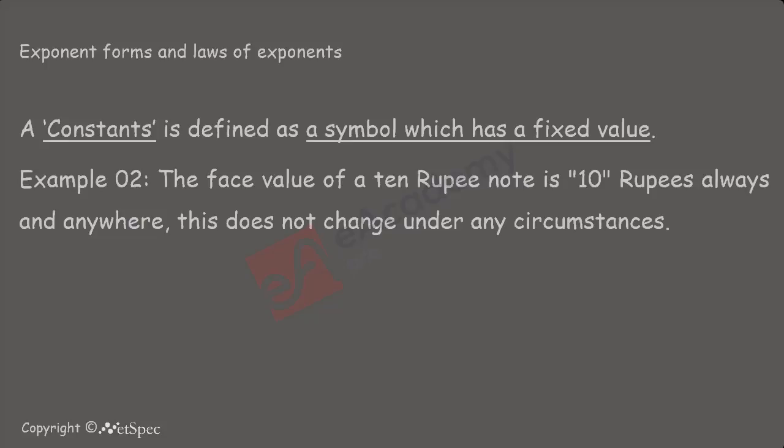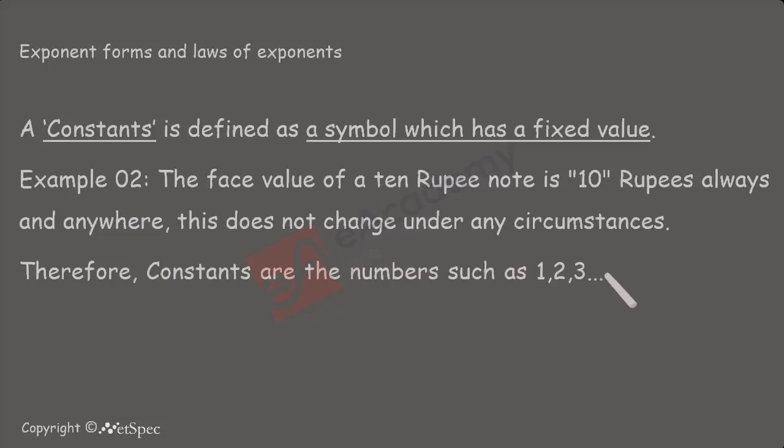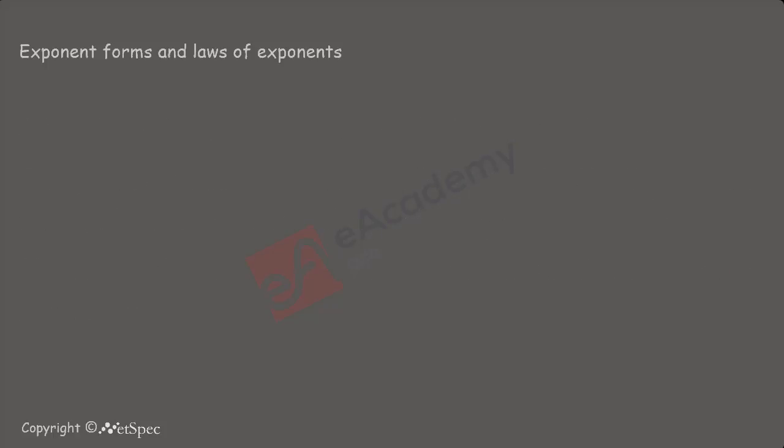So we can define a constant as a symbol which has a fixed value. For example, we can take any number such as 2, 5, 7, 10, 11 or any other value. We can treat them as constants only. So these are the two basic definitions, variables and constants. Now I am going to introduce one more basic definition called exponent.